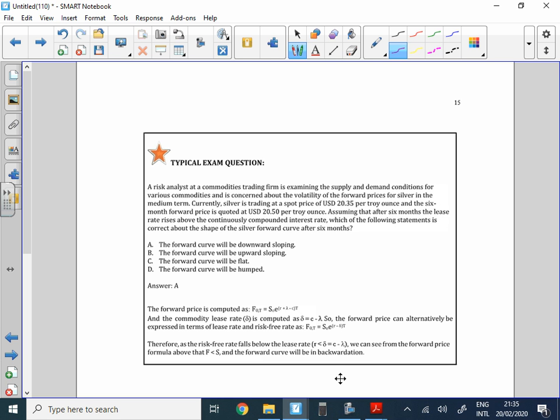Currently, silver is trading at spot of 20.35 per troy ounce. Now, that's what I need, isn't it? Are you comfortable for me to say that S0, the spot price, is equal to 20.35? Then it says the 6-month forward is 20.50. So I'm going to write F0T, and just so that I remember it, F0 6 months, which is 20.50.